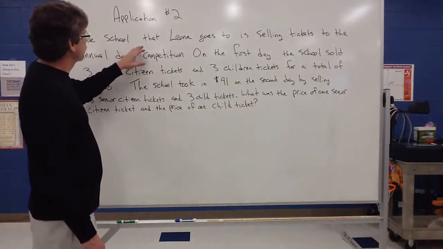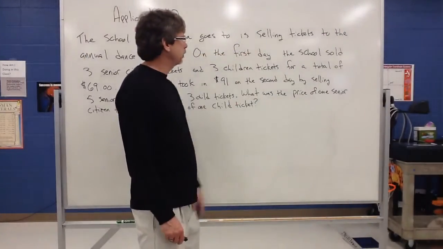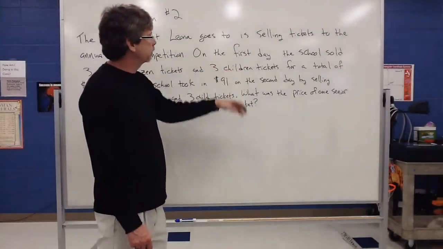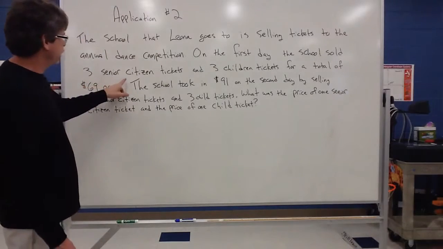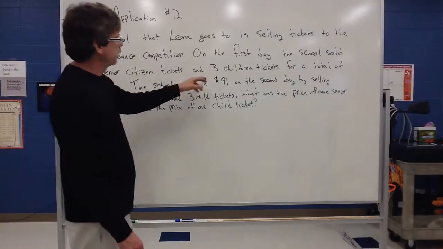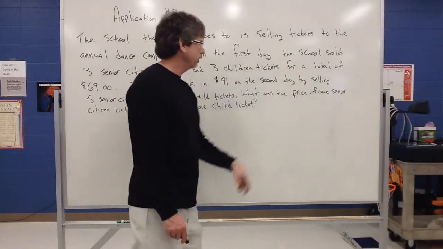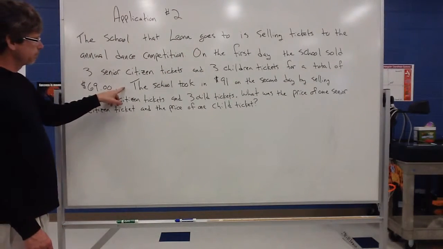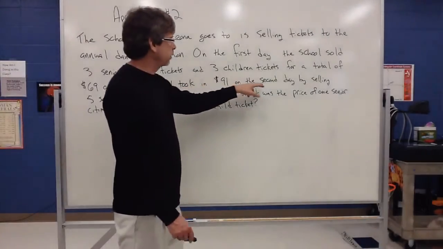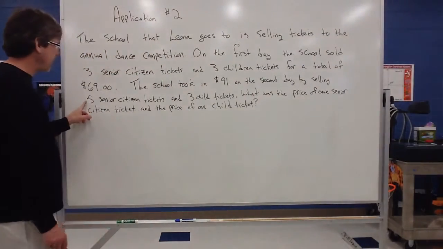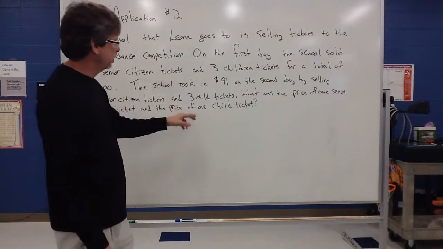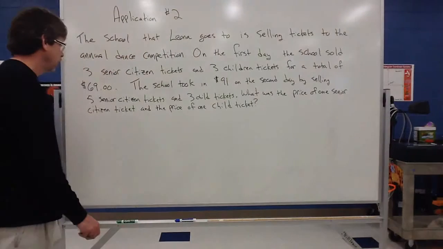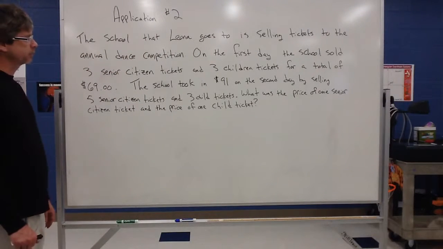So the school that Leanna goes to is selling tickets to the annual dance competition. On the first day, the school sold 3 senior citizen tickets and 3 children tickets for a total of $69. The school took in $91 on the second day by selling 5 senior citizen tickets and 3 child tickets. What was the price of 1 senior ticket and the price of 1 child ticket?